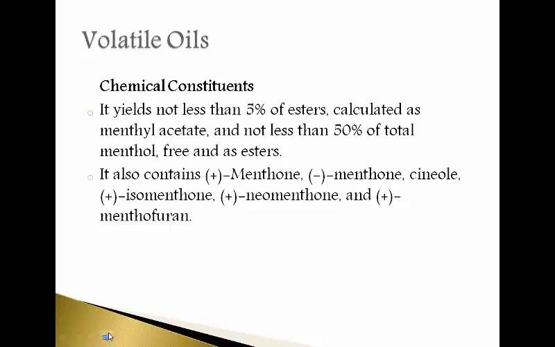Not less than 5% of ester is present, in the form of methyl acetate, and not less than 50% of total menthol is present in peppermint oil, and in the 50% both free and ester forms are included. The other constituents include isomers of menthone, cineol, isomenthone, and neomenthone, as well as menthofuran.